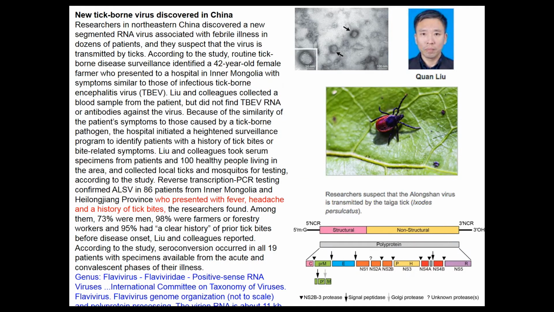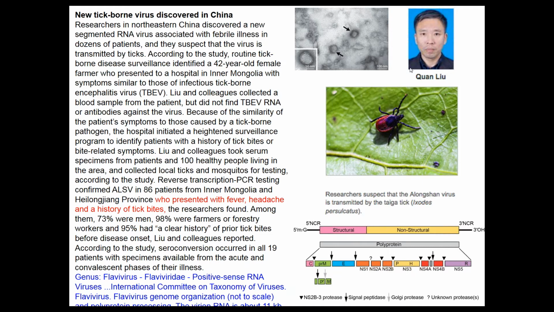If you want to get into the New England Journal, it's helpful if you discover a new disease. The next topic in the New England Journal is a new tick-borne virus that was discovered in China. This virus actually belongs to a family of flaviviruses. These are positive single-strand RNA viruses transmitted by ticks.